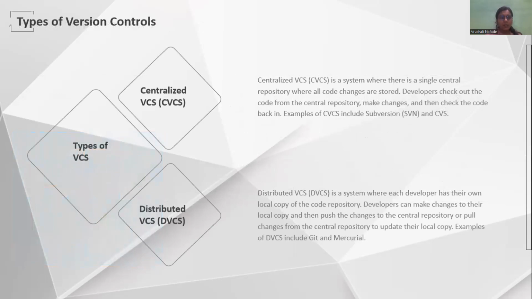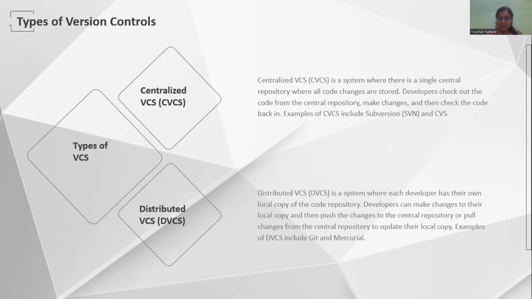So basically, there are two types of version control: centralized version control and distributed version control. In centralized version control, there is only a single repository where all the code changes are stored. Developers take the code from the centralized repository, make changes, and check them back into the centralized repository. Examples of centralized VCS are Subversion and CVS.